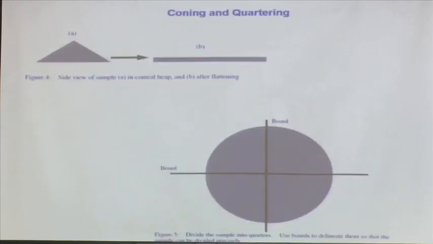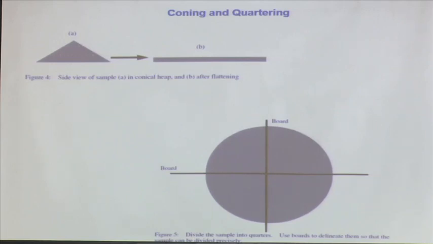Then this is most frequently used, that is called coning and quartering. So what do we do? How many of you have done coning and quartering? Okay. So why do I need to make a cone? Why do I first make a cone, then press it and make it flatter? Why don't you start with a flatter one?